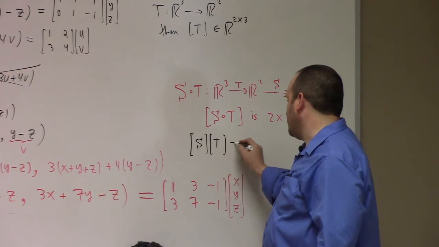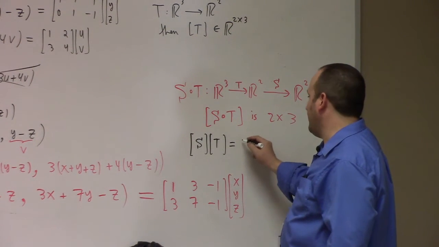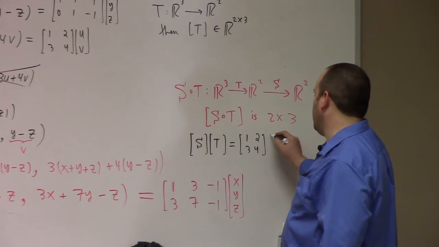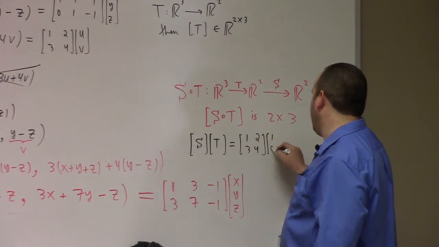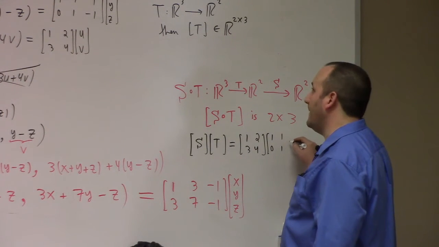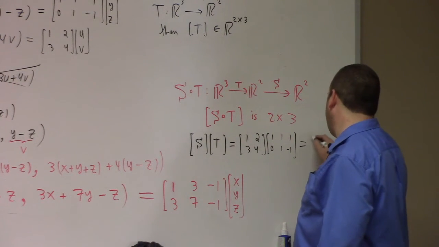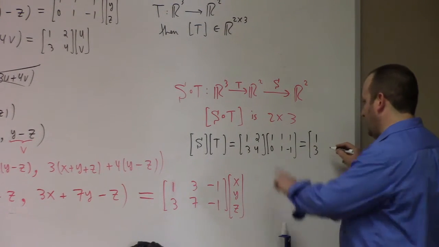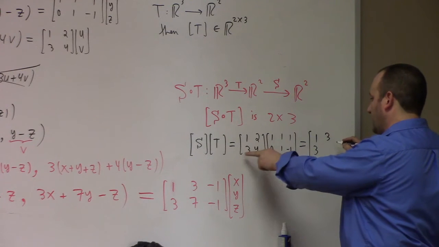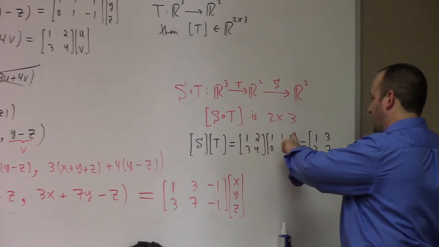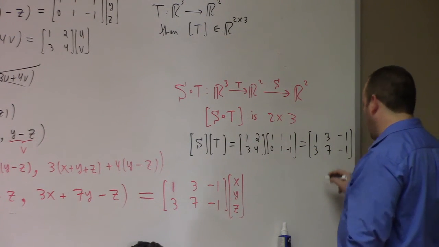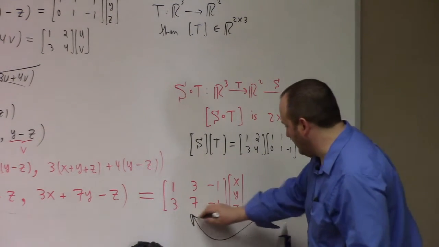Matrix of T, what's that equal to? Matrix of T was what? What happens when we multiply these? We get 1, 3, 3, 7, and minus 1, looks like minus 1. Hey, what do you know?